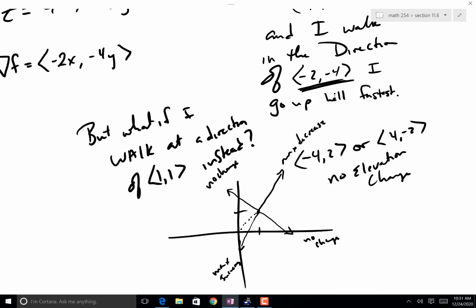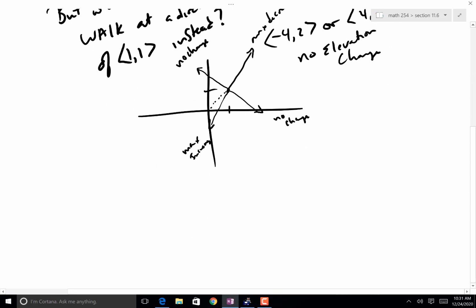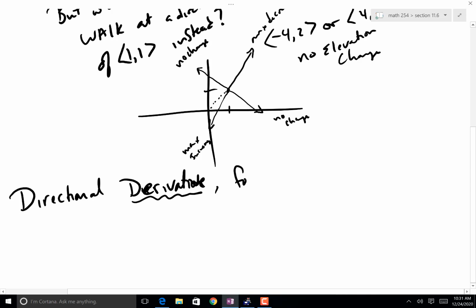So you build in a bunch of switchbacks so that you can, in essence, still climb, but reduce the rate of increase. Right? That's what you're saying. So what we're going to talk about now is what's called the directional derivative. What do you mean, Jay? Well, I mean this. You give me a direction, and I will tell you the rate of change.